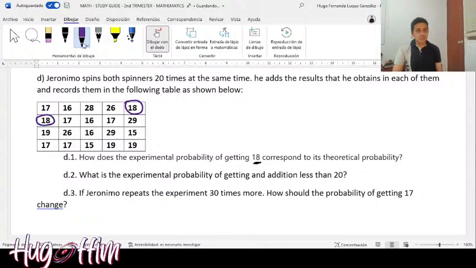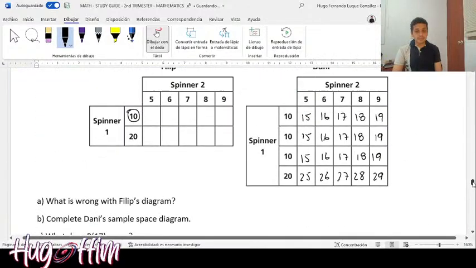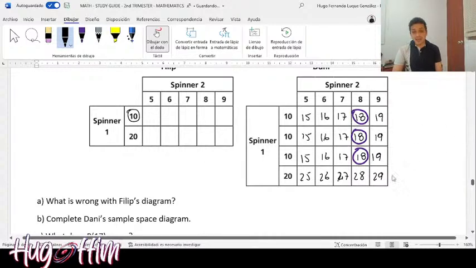The experimental probability of getting 18 is going to be 2 out of 20. I mean 1/10. And if I go to the table of the theoretical probability, this doesn't sound like a 2. You can see that the probability of getting 18, we have here 20 outcomes, so the theoretical probability of getting 18 is 3 out of 20.